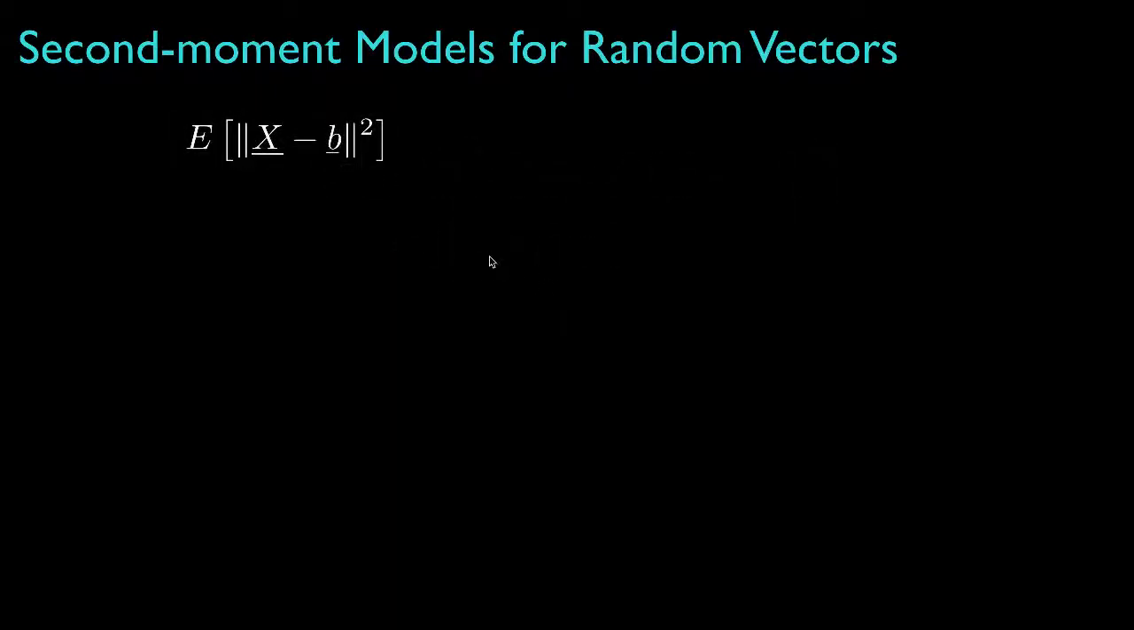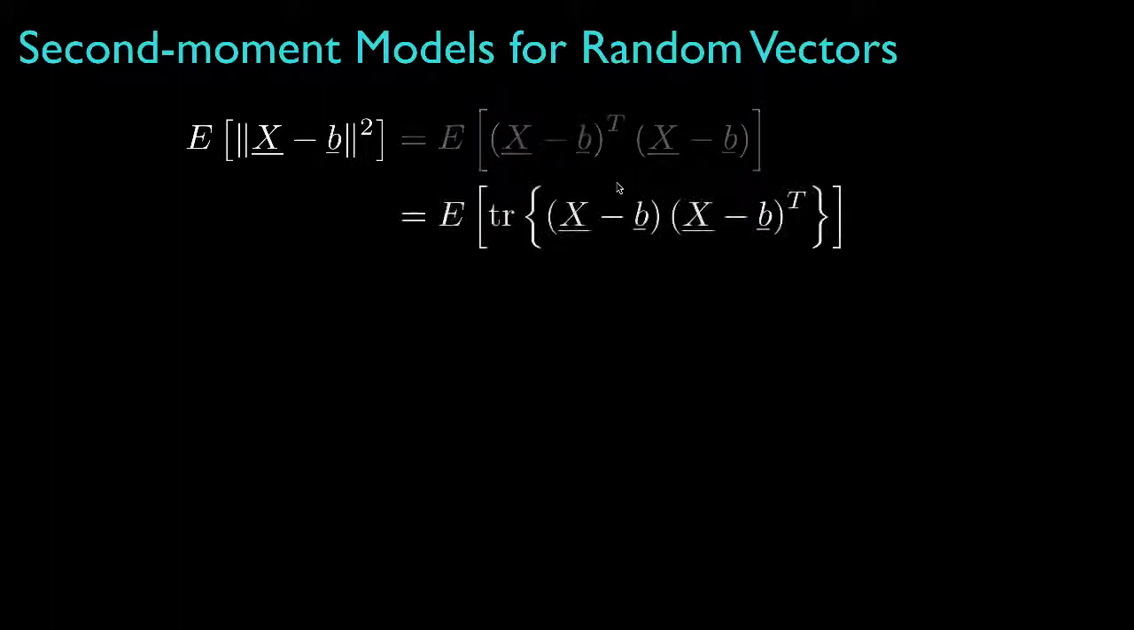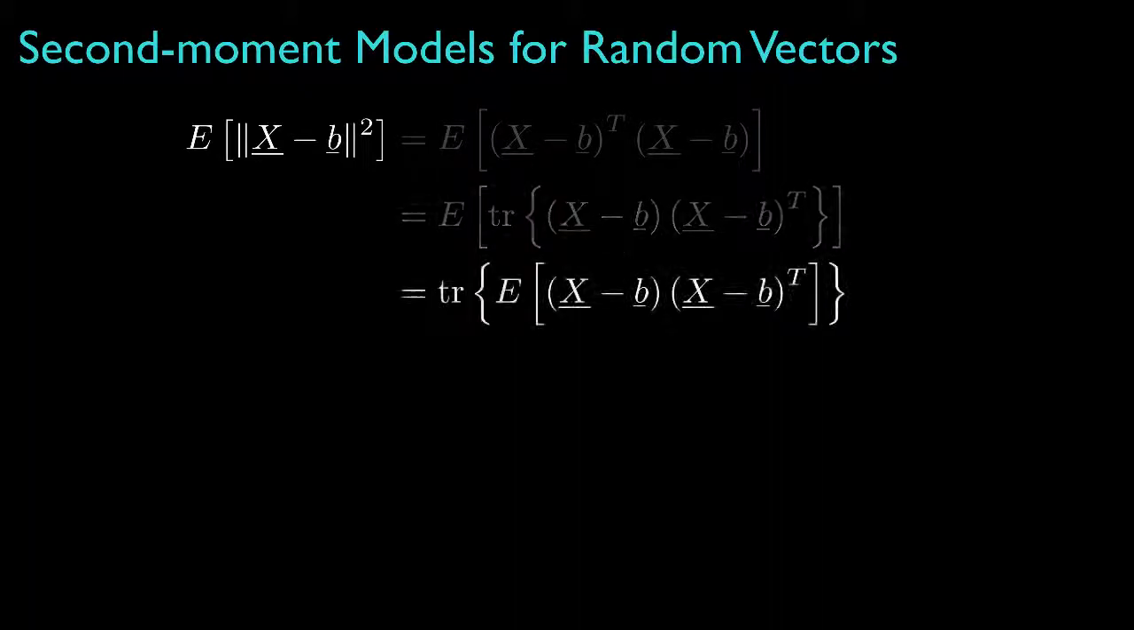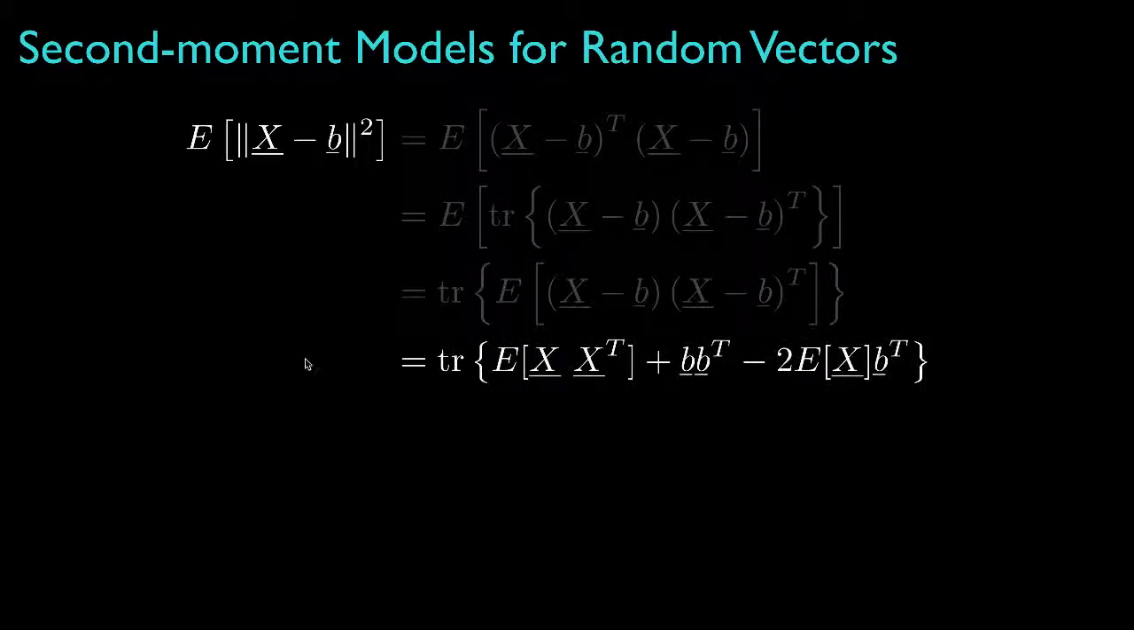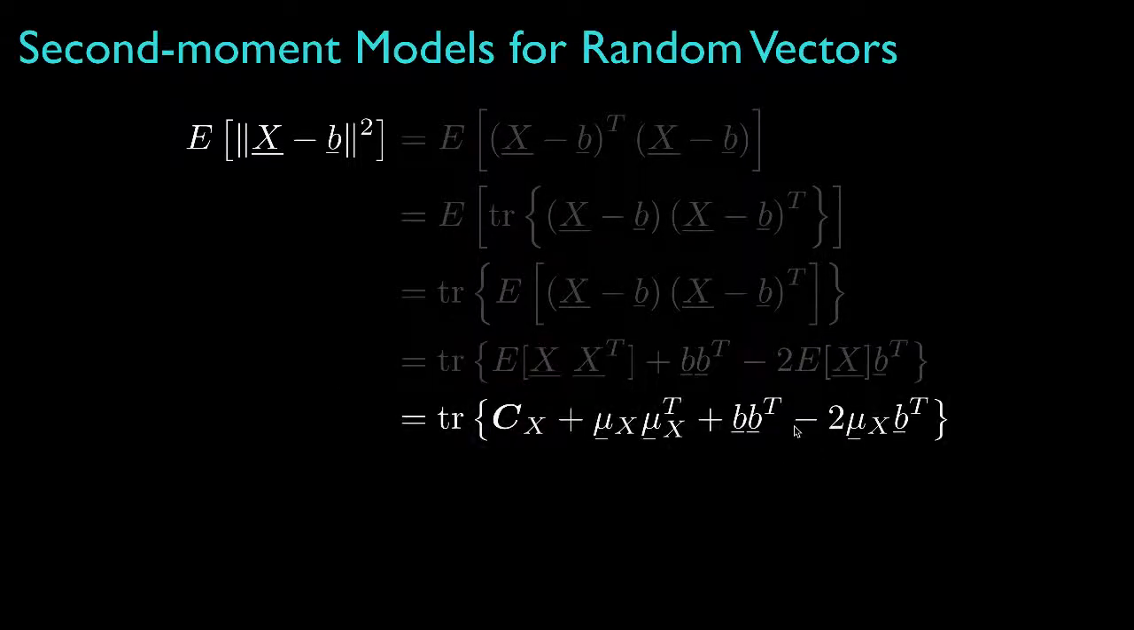Now, one important role for these second-order descriptions of a random vector involves determining the mean squared error between a random vector and some other deterministic vector value b. The squared error is the inner product of the error with itself, which is also equal to the trace of the outer product of the error vector. Then, because the trace and expectation are linear operators, we can swap their order and get an expression that involves the trace of three matrices, which can be expressed in terms of the covariance matrix, the mean vector, and the unknown vector b.